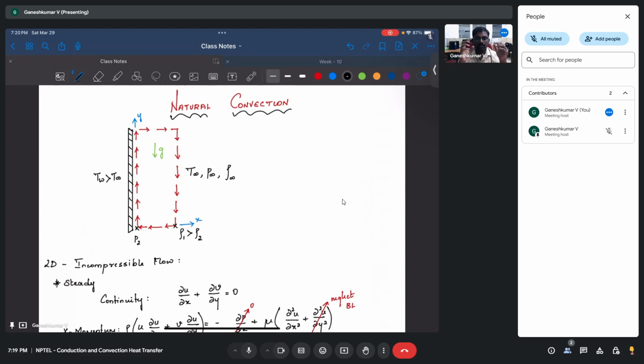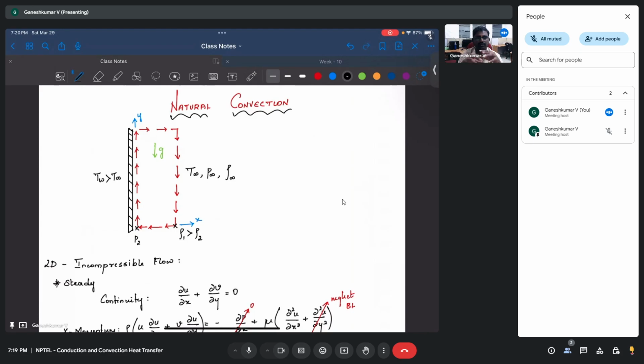So the velocity field which is generated has nothing to do with the energy or thermal transport between the wall and the fluid, right? The velocity is generated by other means. Now here, the velocity is not generated by other means. Instead, it is generated because of the temperature differences. That is what makes natural convection a little more complicated than forced convection.